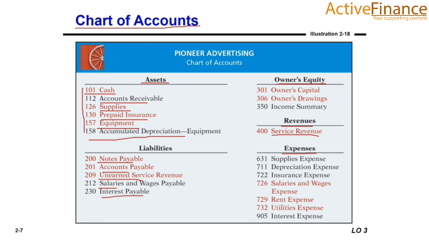You may have noticed that there are gaps in the numbering system of the chart of accounts of Pioneer company. Companies leave gaps to permit the insertion of new accounts if needed, so that they can easily insert or add a new account during the life of the company. That's why we provide gaps in the account numbers, so that we can easily insert accounts anytime.